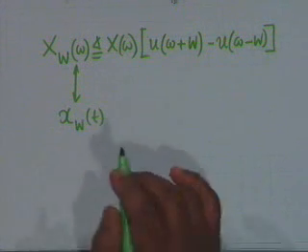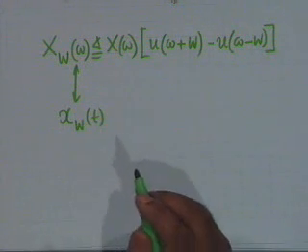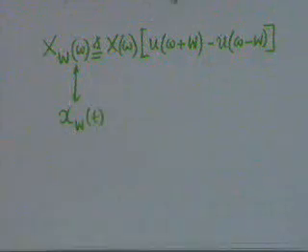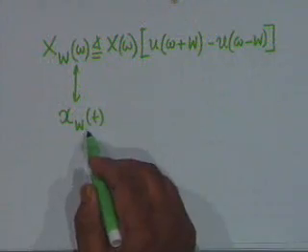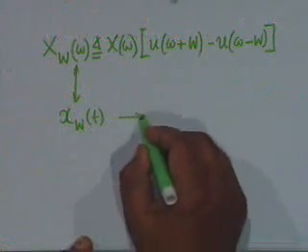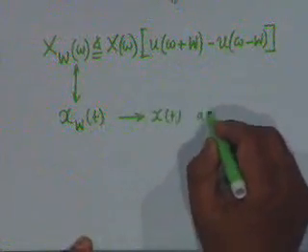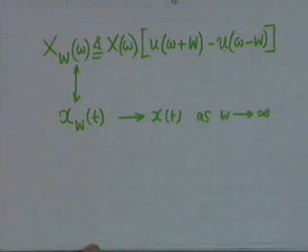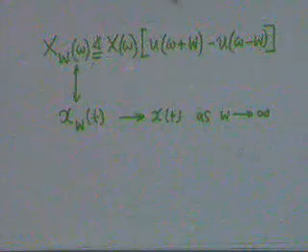Okay, the question we now ask is, how does x sub w of t behave as w increases? Obviously, if w tends to infinity, then this should tend to x of t, because w tending to infinity means we take the whole spectrum. But contrary to expectation, this does not happen.